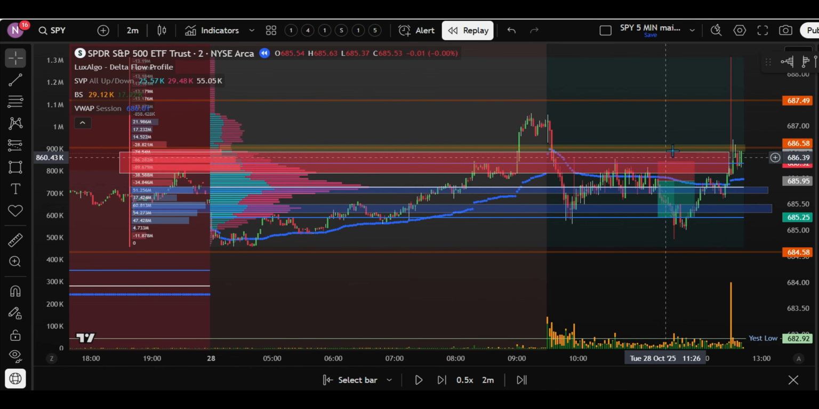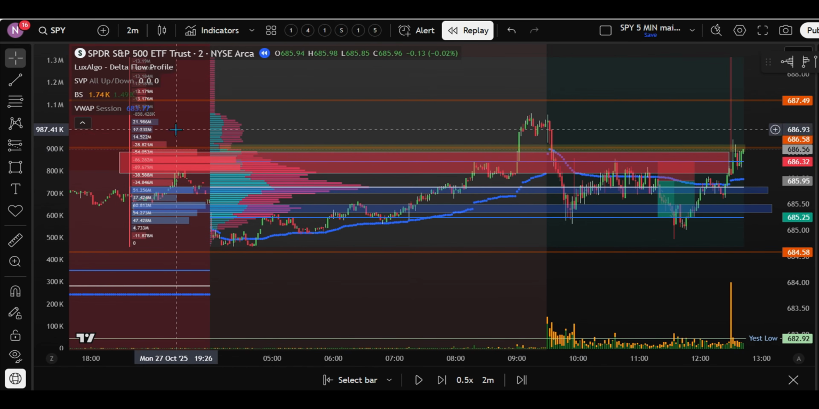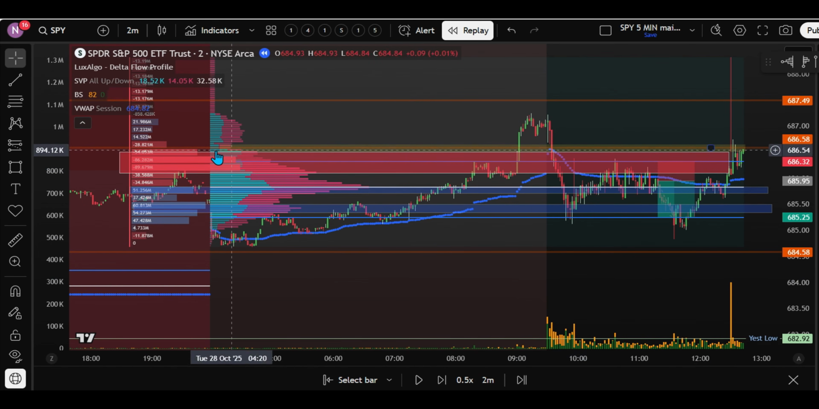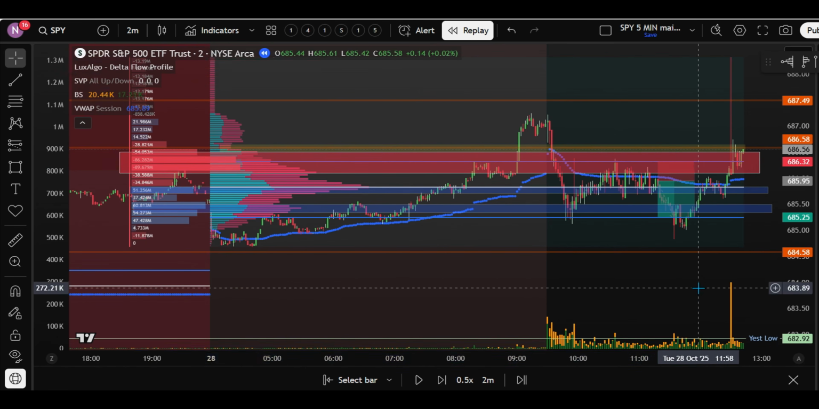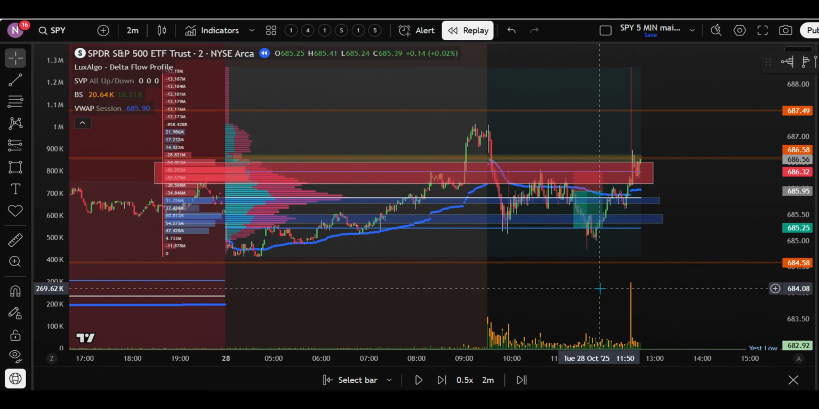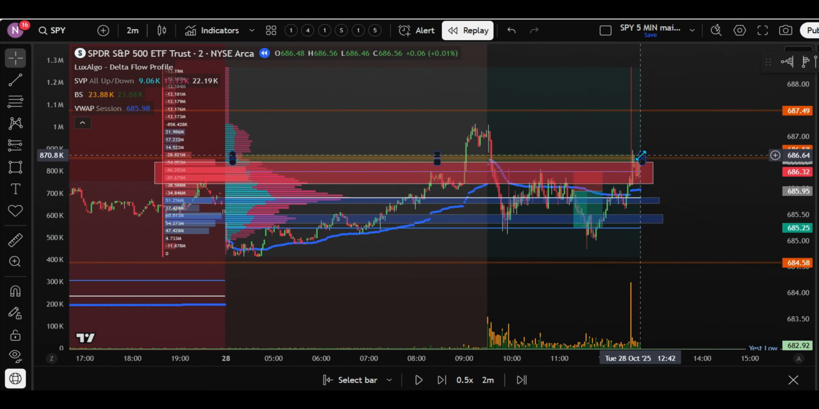So basically, sellers trying to sell this back down. These red delta flow profile columns are still pretty heavy. So in this price range, there's still a lot of sellers, or there was previously a lot of sellers, but price is moving up anyway. So that's another indication that is kind of good.